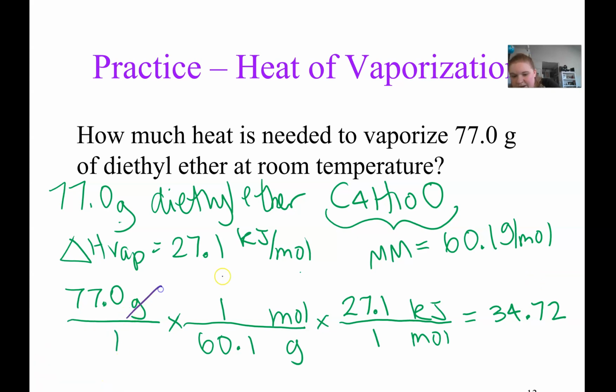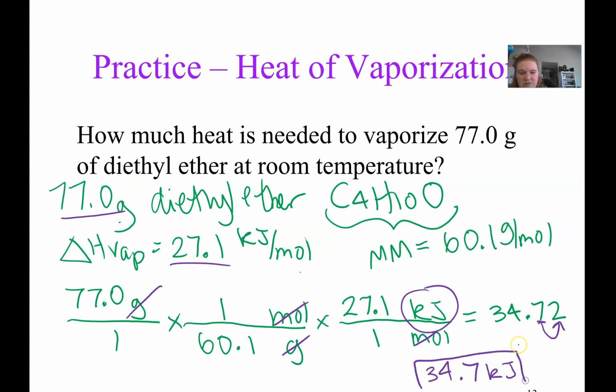So we do our normal checks, and grams is canceling, moles is canceling, we're left with kilojoules. We go back and look at our given information. That tells me 3 significant figures, so this gets cut to 34.7 kilojoules. There we go. And the number makes sense. A mole weighs 60 and we have 77, so a little bit more than a mole. And we have a little bit more than our given value that we had. So it fits in with our range that we would expect.